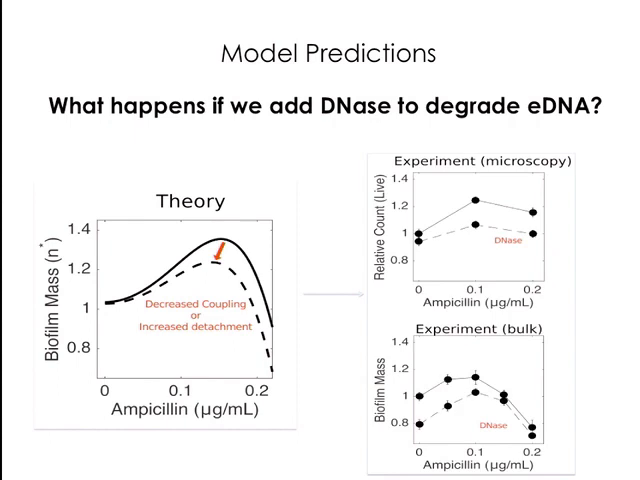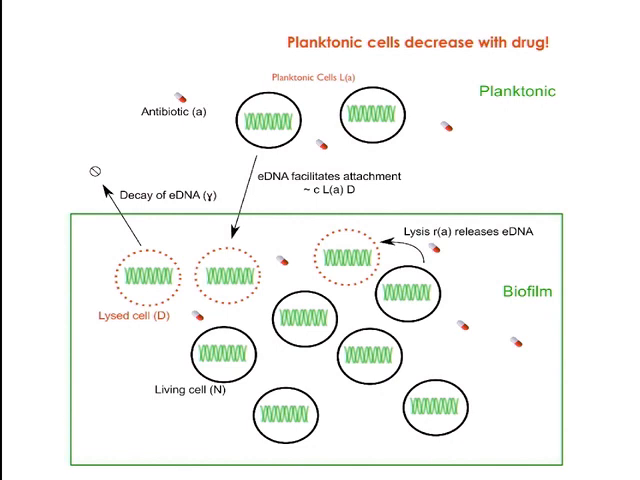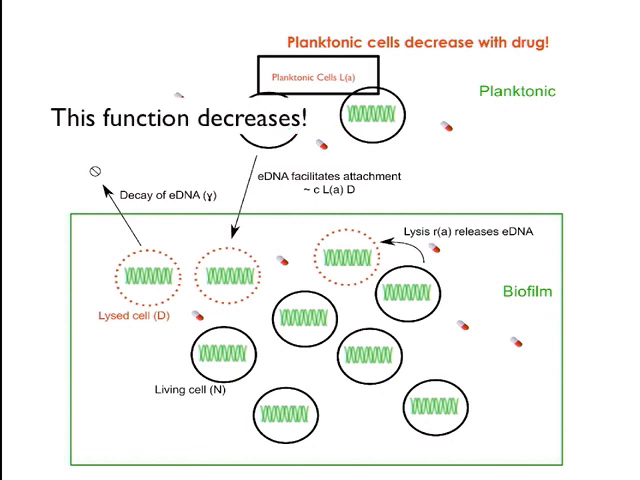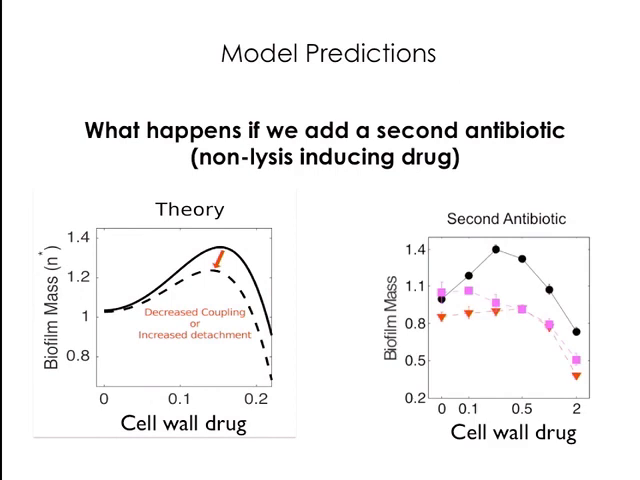So we did this experiment both with microscopy and in bulk. We saw roughly qualitatively similar agreement. You could also ask, well, what happens if we add a second antibiotic, but one that doesn't induce cell lysis? In this case, you might expect in our model for the number of planktonic cells to just drop by a constant, but with no increase in the lysis. You can put that into the model, and you see something that looks very similar. Okay, and we did that experiment too. Each of these bottom curves is with a second non-lysing antibiotic added. We see something, again, that's qualitatively similar to what you predict.